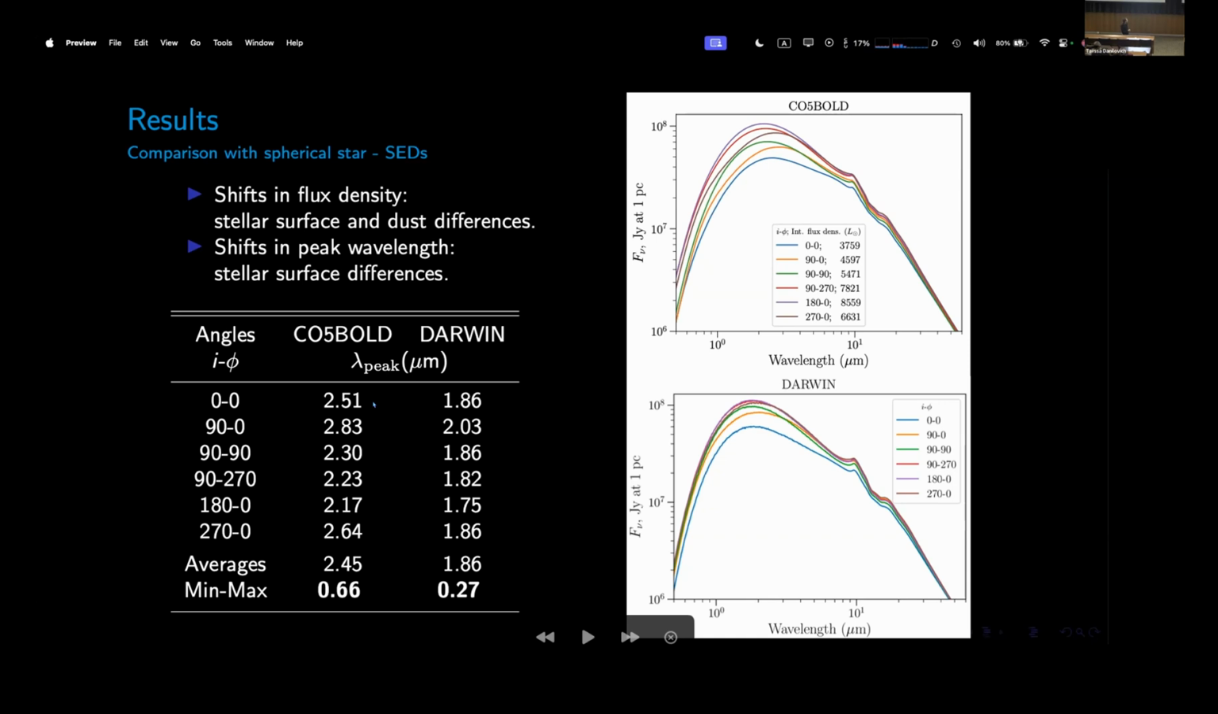As in the spherical symmetric case, these shifts are much smaller. So here these shifts are only caused by dust around the star, while these shifts are caused by both the star and the dust. A major difference between using a spherical symmetric star and a non-symmetric star.